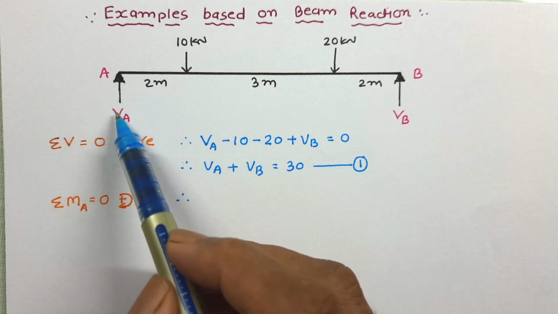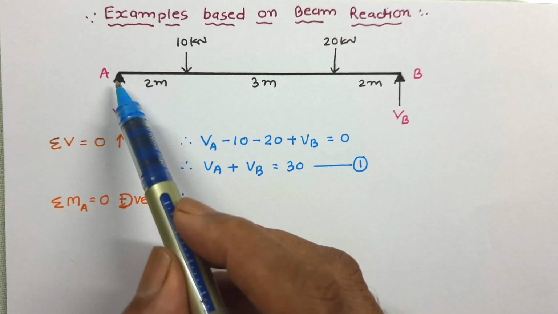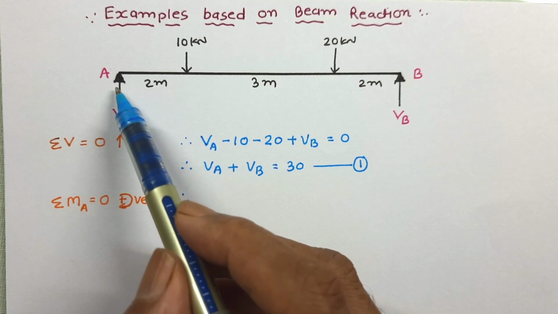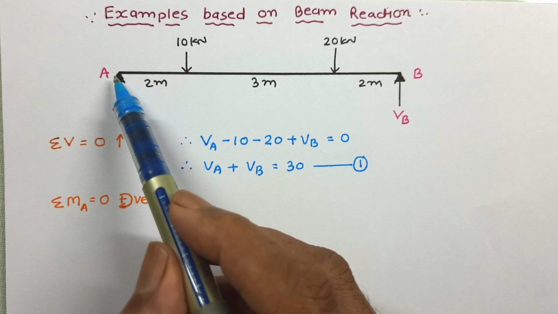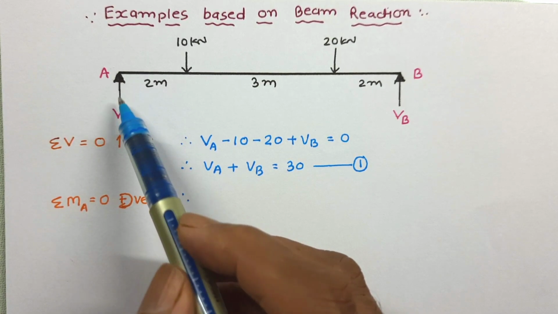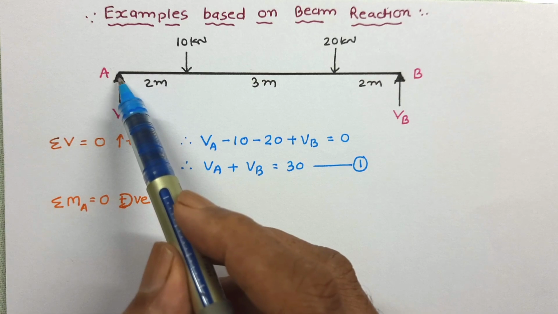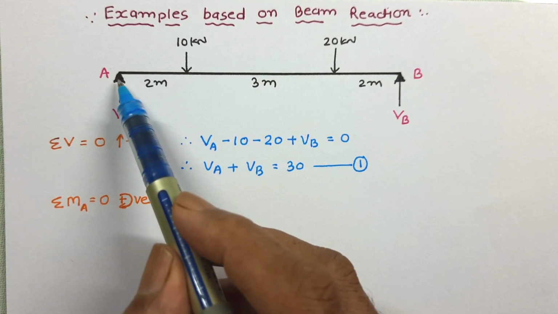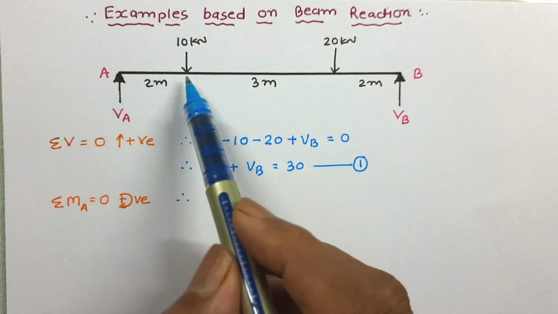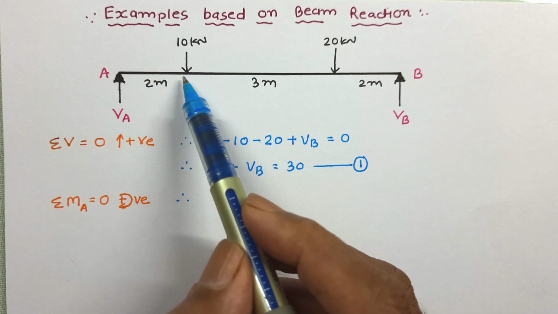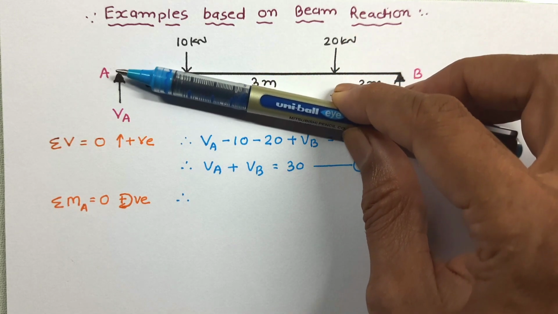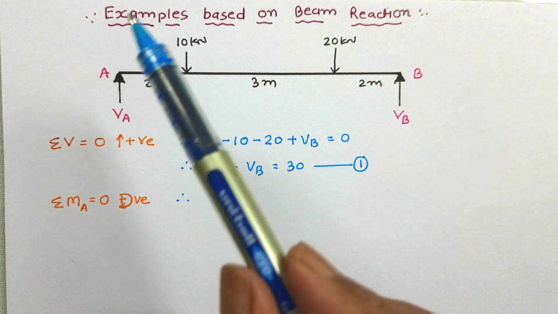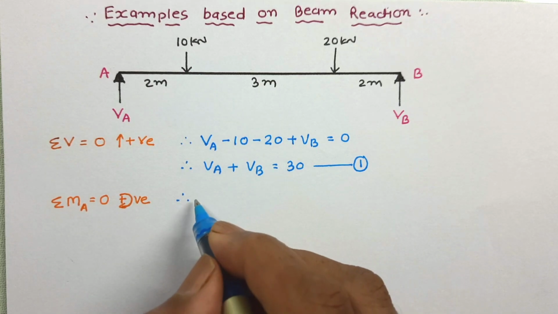Here VA force is acting at A point only. So its line of action is passing through the point where we are working out moment. So this will not create any moment at A point. So it will be 0. Now let us move ahead. 10 kilonewton force, it tries to rotate the beam in clockwise direction. So we can say this moment is positive.